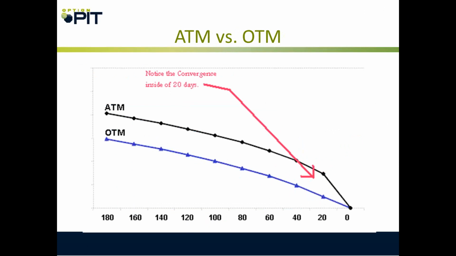Let me repeat that. An out of the money option that is 10% out of the money. So in SPY, we're talking 25 bucks either way. That option that's $25 out of the money loses more value from day 60 to day 30 than it does from day 30 to day 0. How many of you are surprised to be told that?